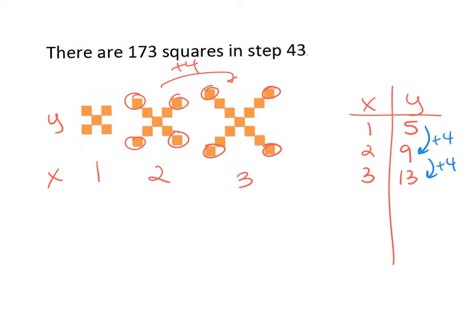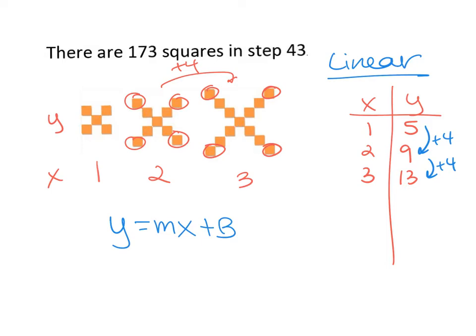Okay. So this is our rate of change. The 4 represents the rate of change. If you've got an equation, y equals mx plus b, because that's how these are going to be, because you're adding the same thing every time, so it's a linear function. The m stands for the rate of change. That's what you're doing each time. So in this case, because we are adding 4 each time, the m is going to be 4.